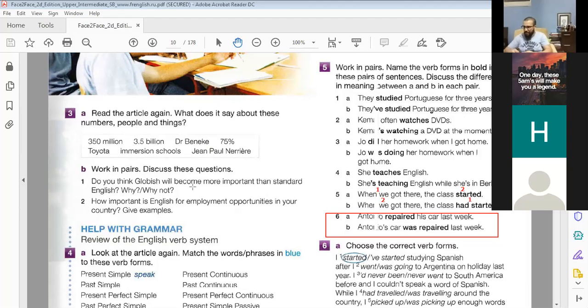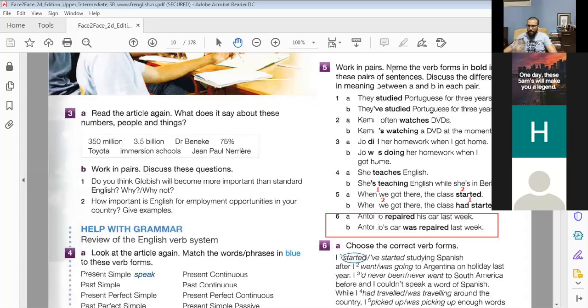Antonio repaired his car by himself for the first one. Okay, correct. Antonio's car was repaired. We don't know who did that. Maybe him, maybe another one. Maybe it's not important. Maybe it's unknown. Correct. We don't really know who repaired the car in the second example. With Antonio's car was repaired, we don't know. Was it Antonio who repaired it? Was it someone else? We're not really sure. Okay, so that's correct. So you think of it as a nice revision.